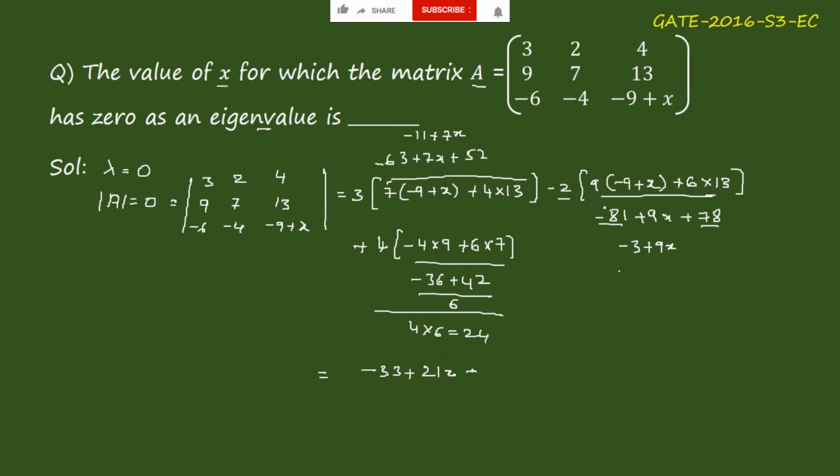So it becomes plus 6, and this is minus 18x, and this is plus 24. 6 plus 24 is 30, minus 33 becomes minus 3, plus 21x minus 18x, which is equal to 3x minus 3 equals 0, which implies x is equal to 1. So the answer is 1.